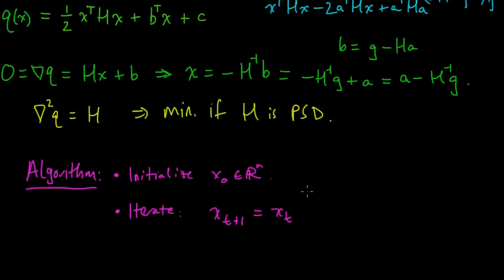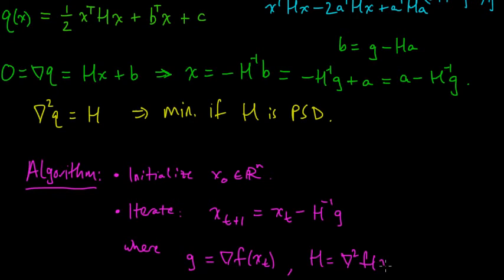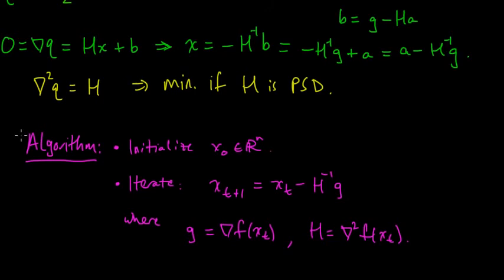So xt plus 1 should be equal to xt minus h inverse times g, where g is the gradient of f at xt, and h is the Hessian at xt. So that's it. That's Newton's method for optimization.